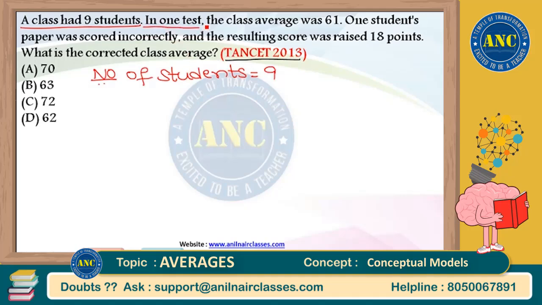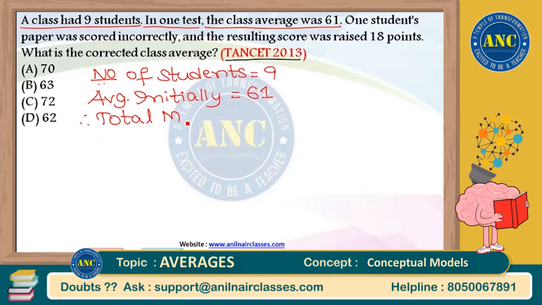In one of the tests, the class average was 61. That means, what is the average initially? Initial average is given as 61. And there are totally 9 students. That means, can I say that total marks means all the 9 students got 61 marks. So total marks is 9 into 61, which is 549, right? Which is 549.